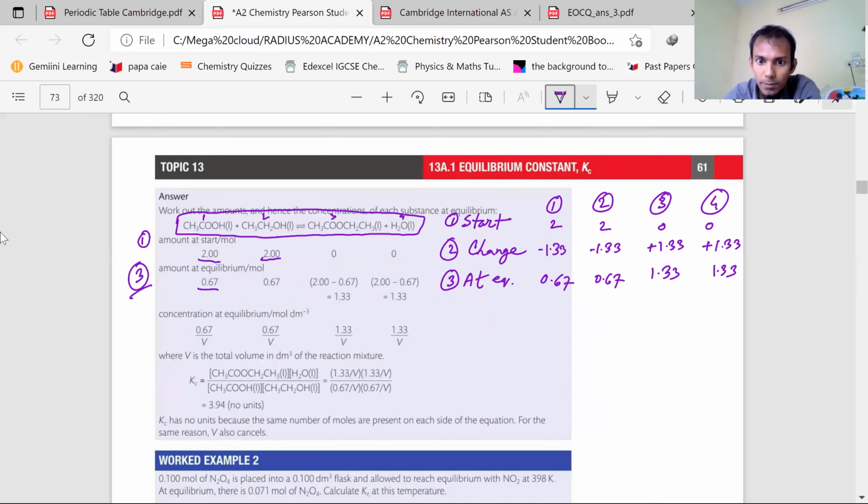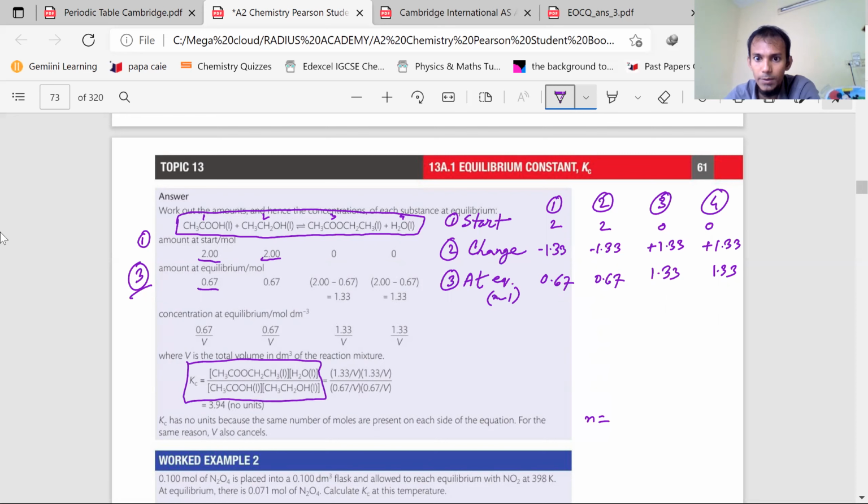So at equilibrium, mole is this, right? We need the concentration. See, Kc is concentration of product 1 to the power 1 times concentration of product 2 to the power 1, divided by concentration of reactant 1 to the power 1 times concentration of reactant 2 to the power 1. So this is our Kc expression that you need to know. Now we know the mole. We don't need to know the volume.